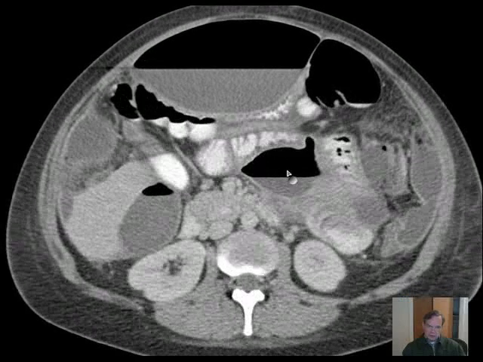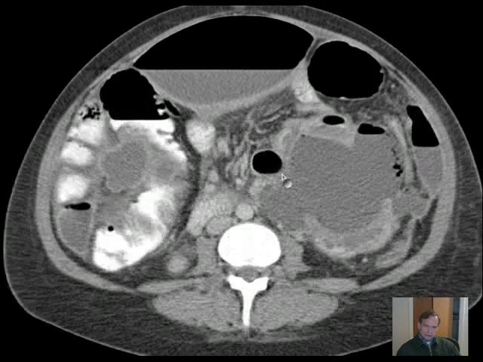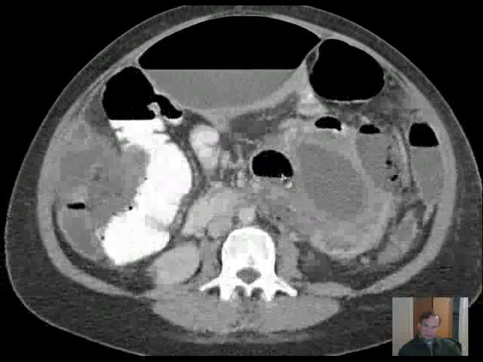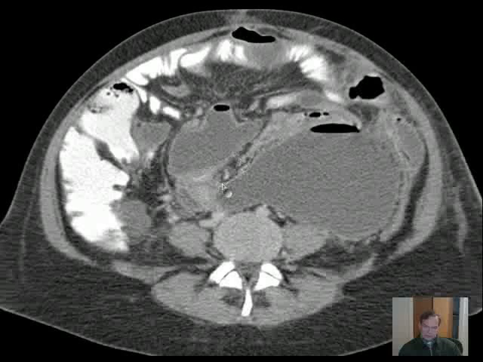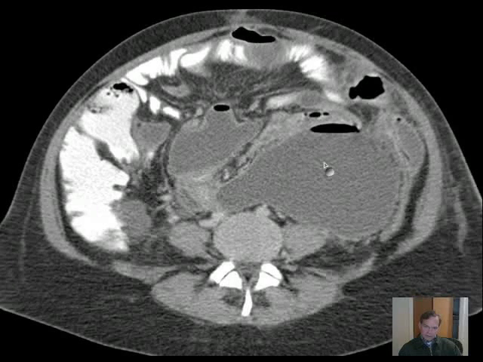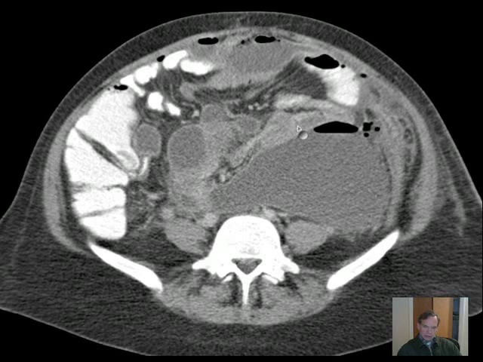Here's some air that is in between some loops of bowel, small bowel, anterior and posterior to this. That air and fluid is also very likely to represent abscess. So all of these places that we're seeing air and fluid are abscesses. Here's a big loculated collection of fluid and air. Most of these are between loops of bowel or between the inner lining of the abdominal cavity and bowel.